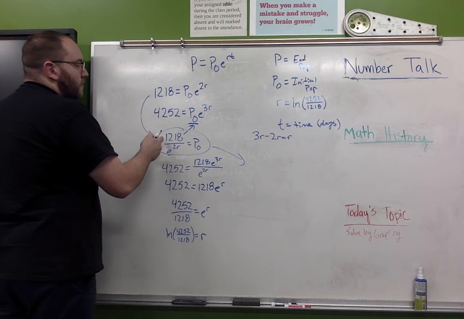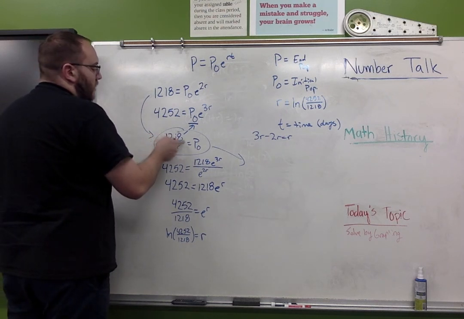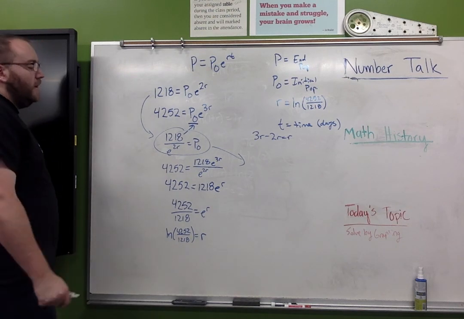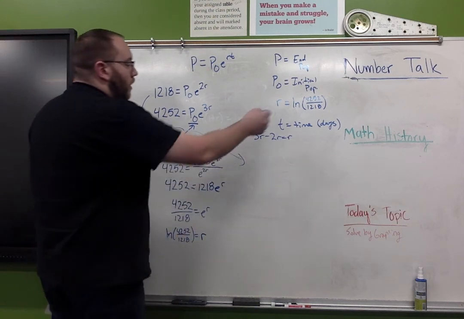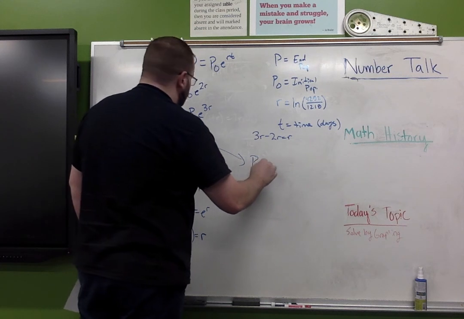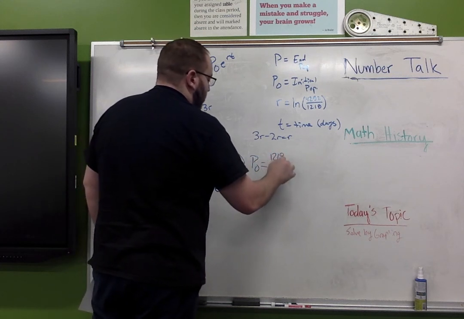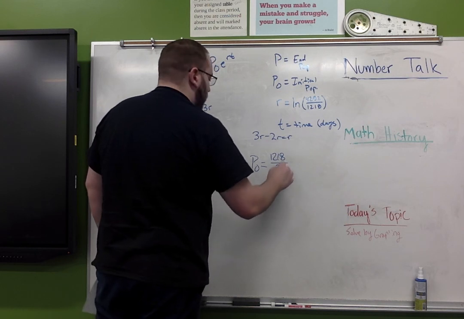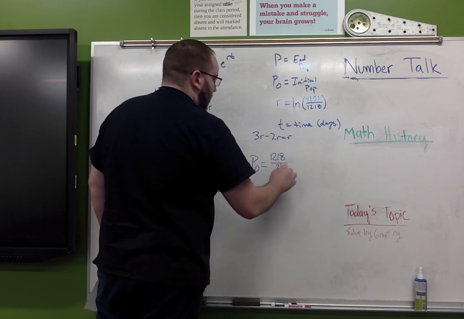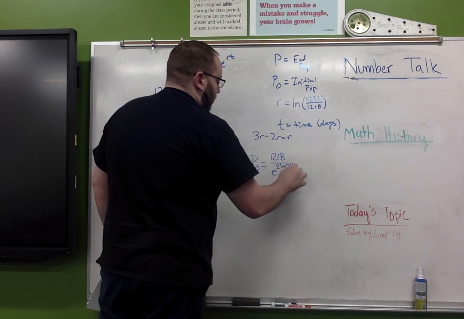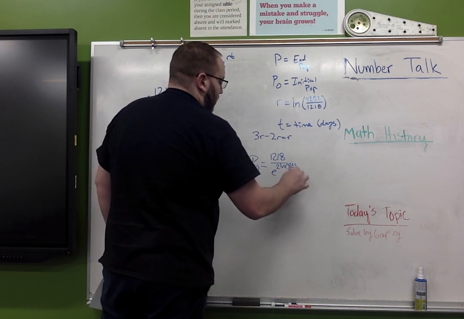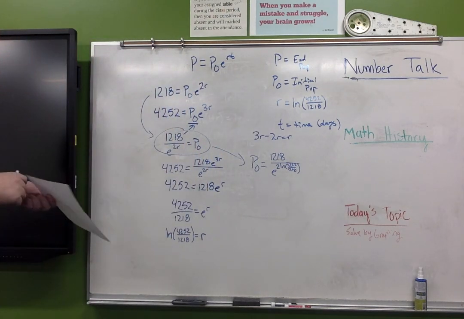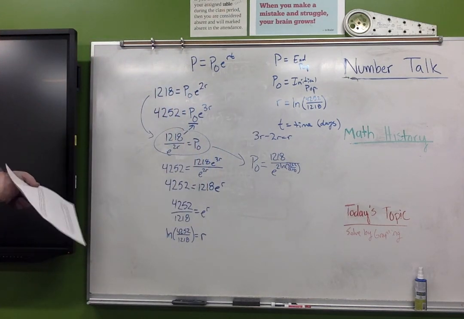P naught is equal to 1,218 over e to the 2r power. Well, I know what r is, so P naught is equal to 1,218 over e to the 2 times natural log of 4252 over 1218 power. Okay, that's my P naught. Let's figure that one out.